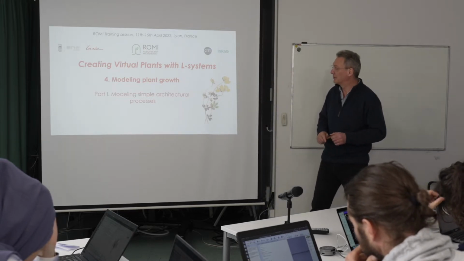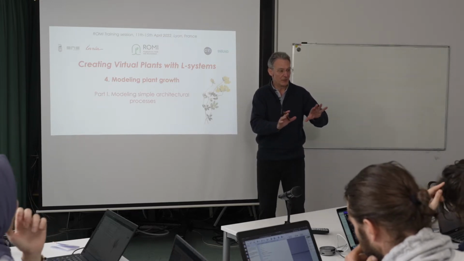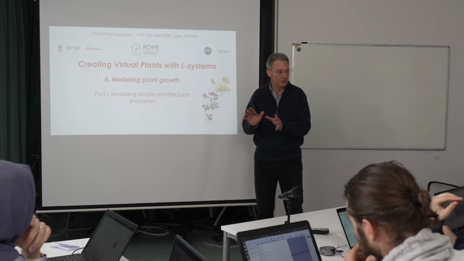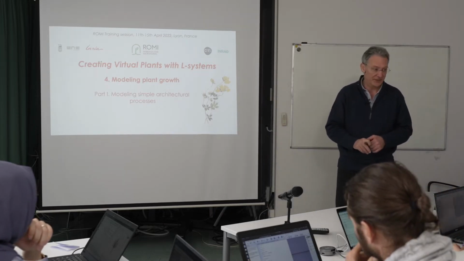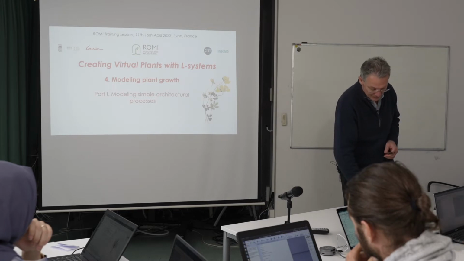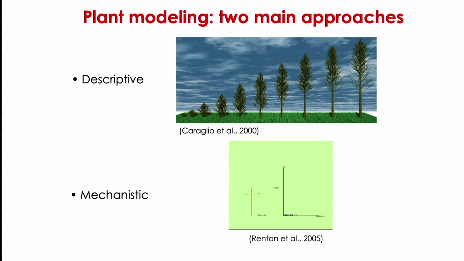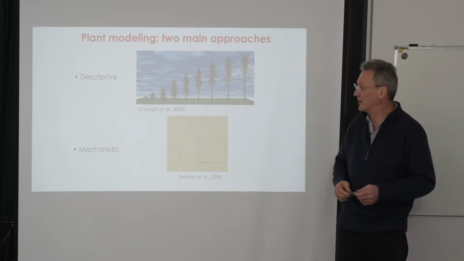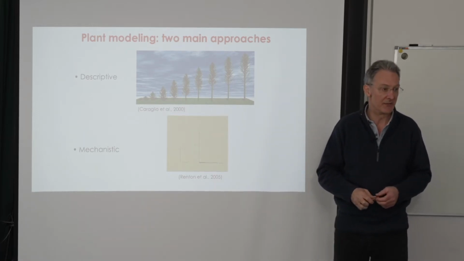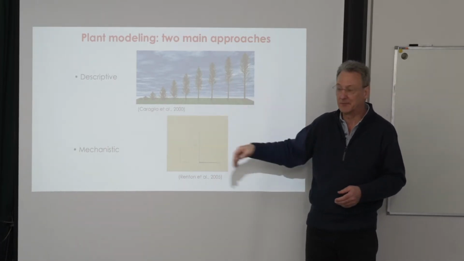Now I would like to leave this part 3 for a while and go to part 4, where we are going to see how this applies to modeling plant development. More precisely, plant processes. Just as an introduction, you can see the problem of modeling plants. There is no one way of modeling plants. There may be several, and I just give you two categories.